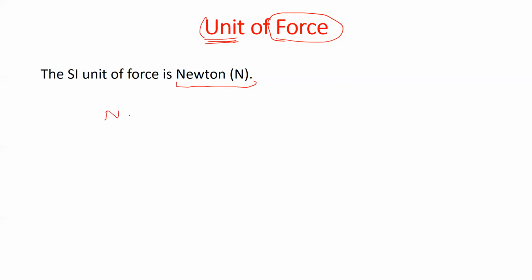So what is 1 Newton mathematically? 1 Newton is equal to 1 kilogram multiplied by 1 meter per second square. 1 kilogram is the unit of mass, and meter per second square is the unit of acceleration. So force equals mass multiplied by acceleration. We'll learn about this relation in Newton's second law of motion, the video we'll discuss very soon. But for now, please remember that the unit of force is Newton.